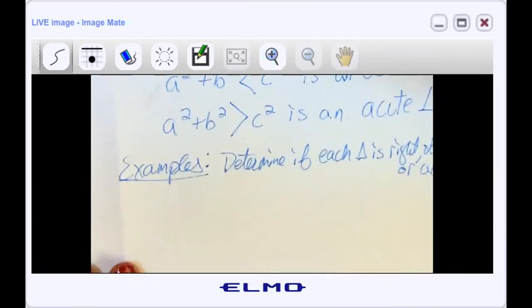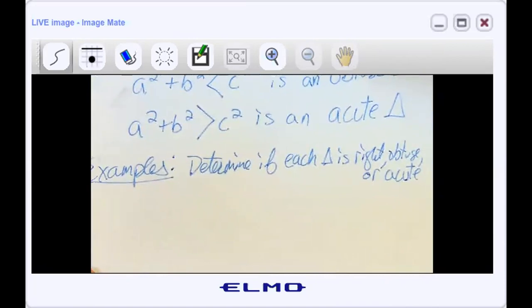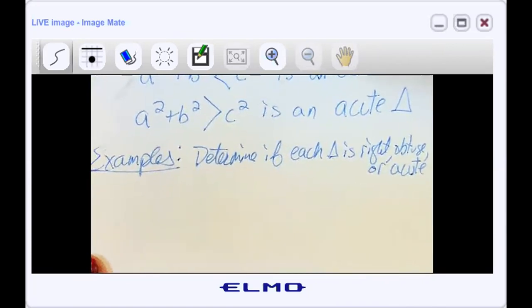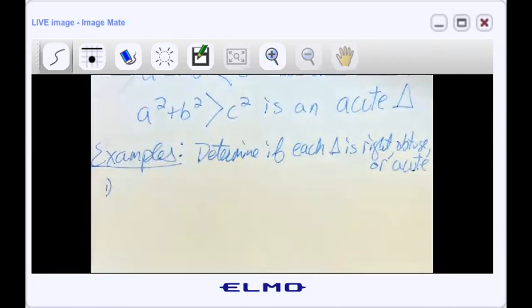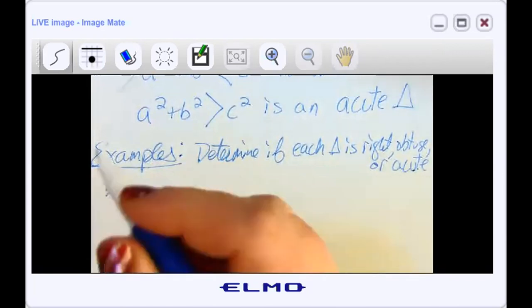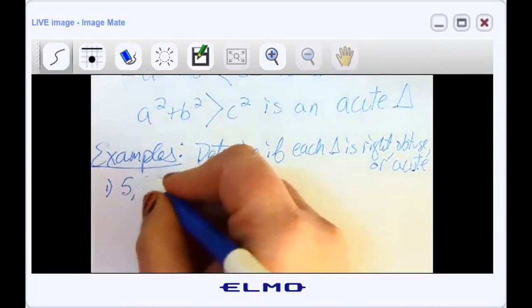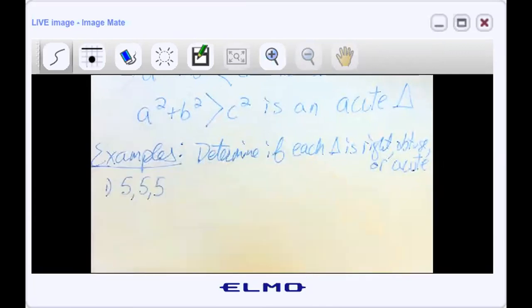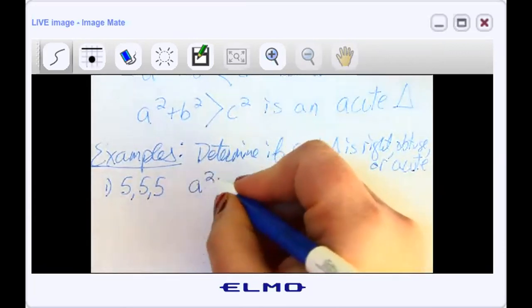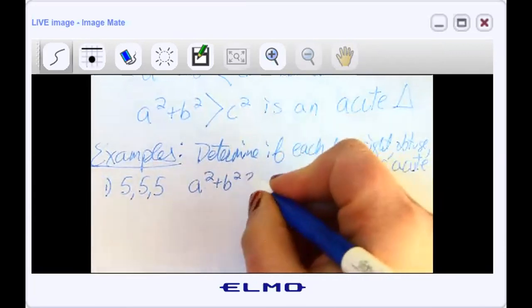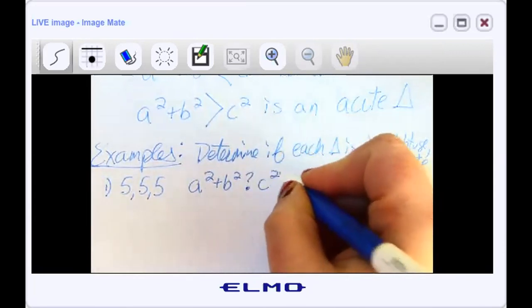Okay, and let's see what happens here. Why don't we go ahead and start off with one that we know. If I have an equilateral triangle, all the angles are going to be 60, so it should come out to be acute. So let's just say we took 5, 5, 5. I already know this should be an acute triangle, but let's actually plug it in and see what happens. I'm going to do a squared plus b squared, and figure out how it compares to c squared.